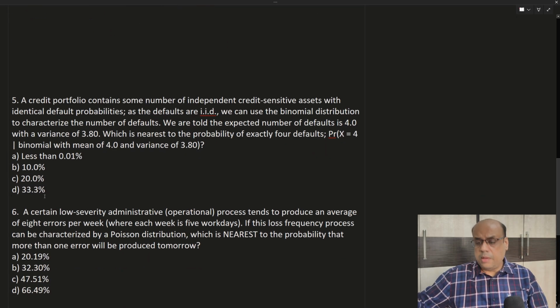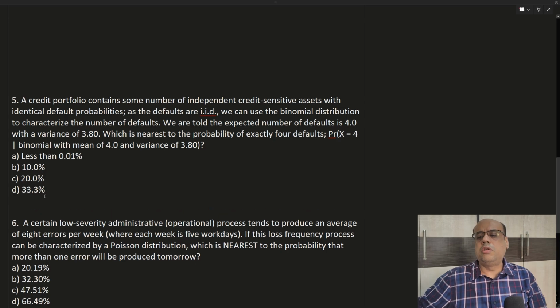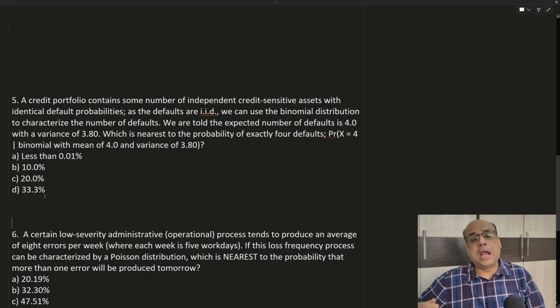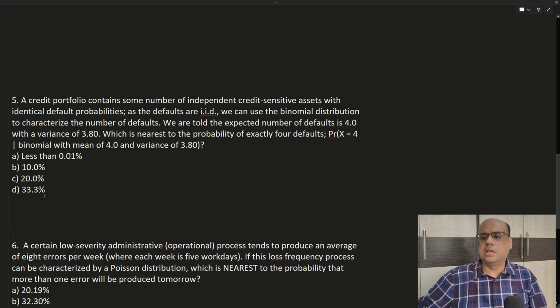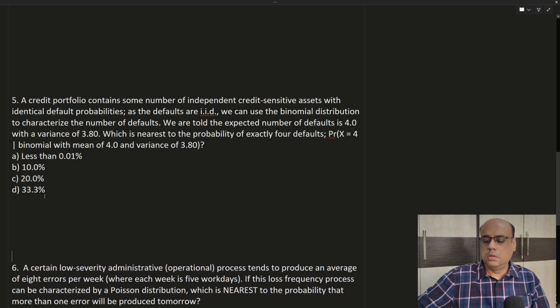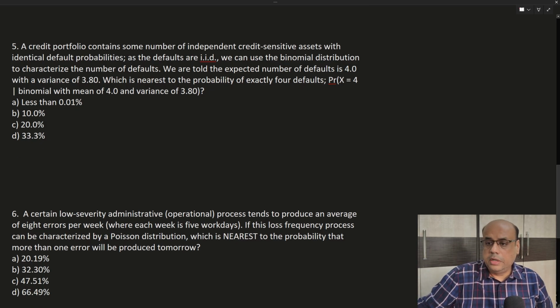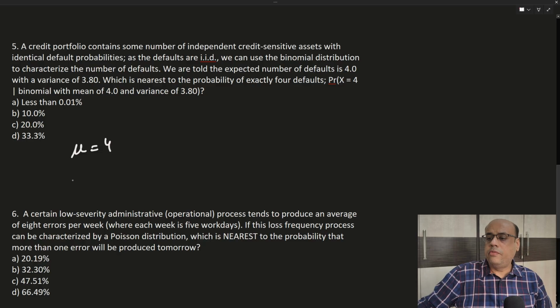There is a full literature on VAR that will come in part 1 to some extent, and in part 2 to a large extent, so we can discuss VAR there. Now this is the fifth question. A credit portfolio contains some number of independent credits. Expected, so here mu is equal to 4 and variance is 3.8.